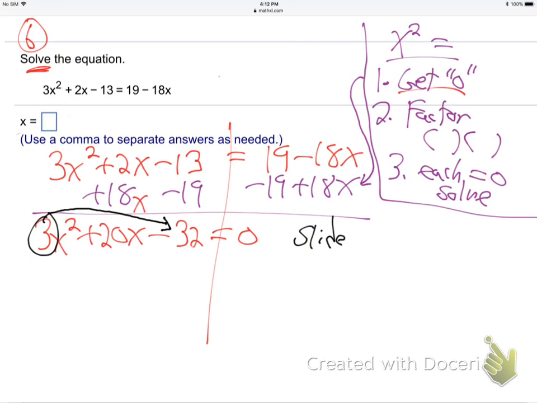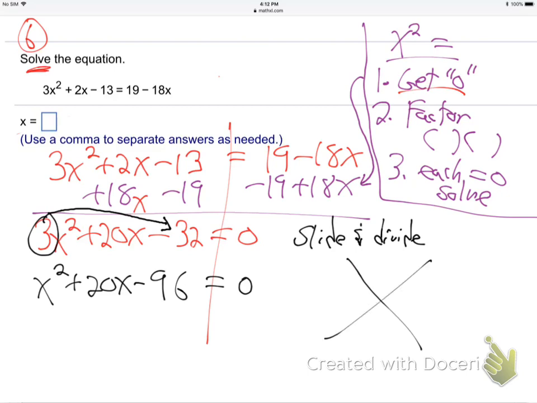So I'm going to do slide and divide. So this becomes x squared plus 20x, whoops, getting a little sloppy there, x squared plus 20x minus 96. Okay, so now we got a 0. So now with the slide and divide technique, we multiply the number to the back, and now we do our diamond thing. And we say, okay, what multiplies to be minus 96 and adds to be 20?